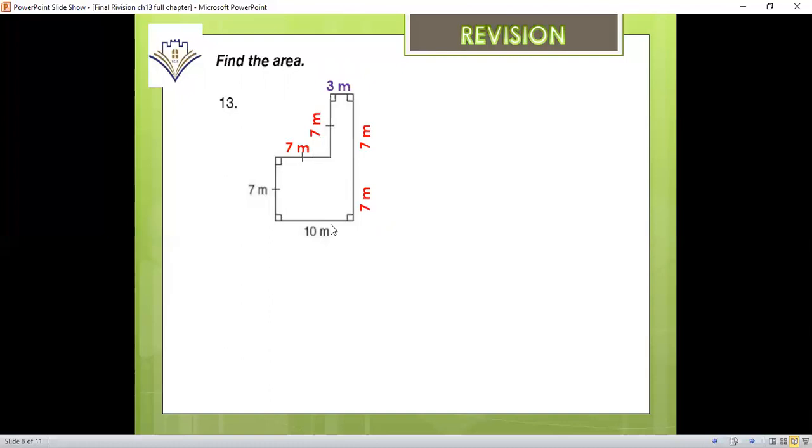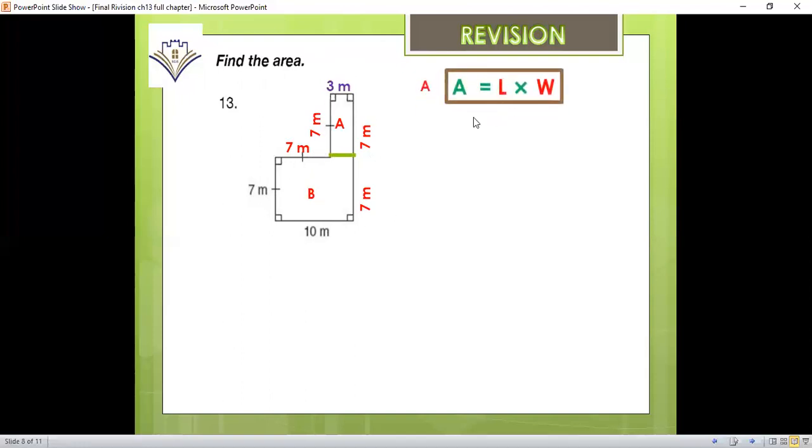Second, we need to calculate the area for the same shape. Look at this shape. We need to divide the shape into two shapes. If you draw this line, we will make two shapes. The first is A and the second is B. A is a rectangle, and B is also a rectangle.